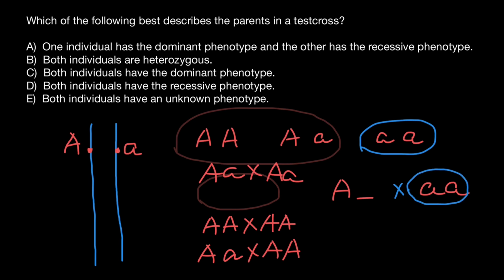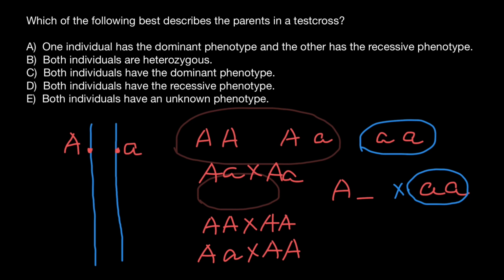And in this case, in the progeny, if parent 1 is homozygous dominant, we expect that all the progeny are going to be heterozygous and would have brown eyes. And if parent 1 is heterozygous and we cross with homozygous recessive, 50% of the progeny are going to have brown eyes and 50% of the progeny are going to have blue eyes.